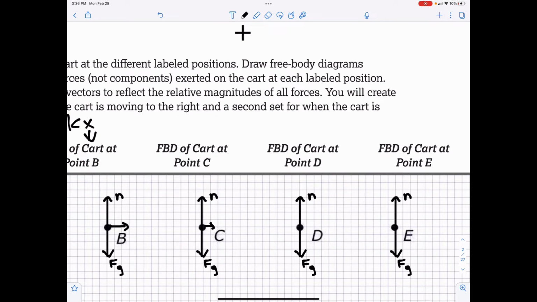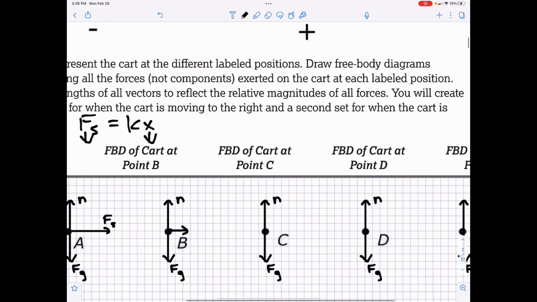So at point, sorry, let me back that up. At point C, we're going to see no force, no arrow, and thus no acceleration. Keep that in mind, right? Because net force equals ma. They point the same way, and if you don't have any net force, you don't have any acceleration, right?